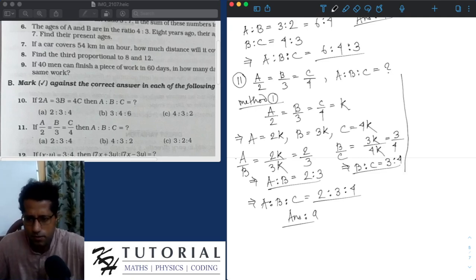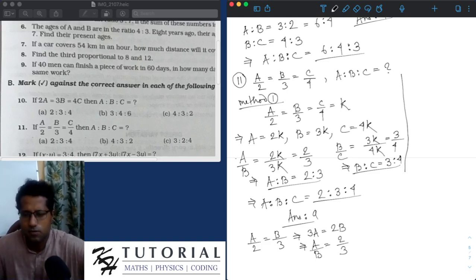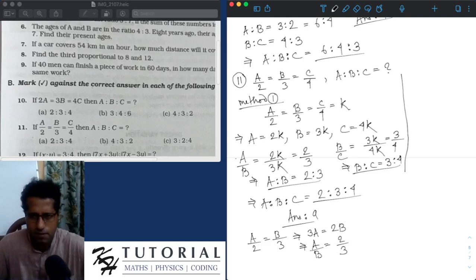Now I could have another method. From a by 2 equals b by 3, I could directly say, if I do the cross product, this becomes 3a equals b. This implies that a by b equals 2 by 3. So this way also I could have found a by b. Anyway, whichever method you find more convenient and easy, you follow that method. Okay. So the answer is choice A.